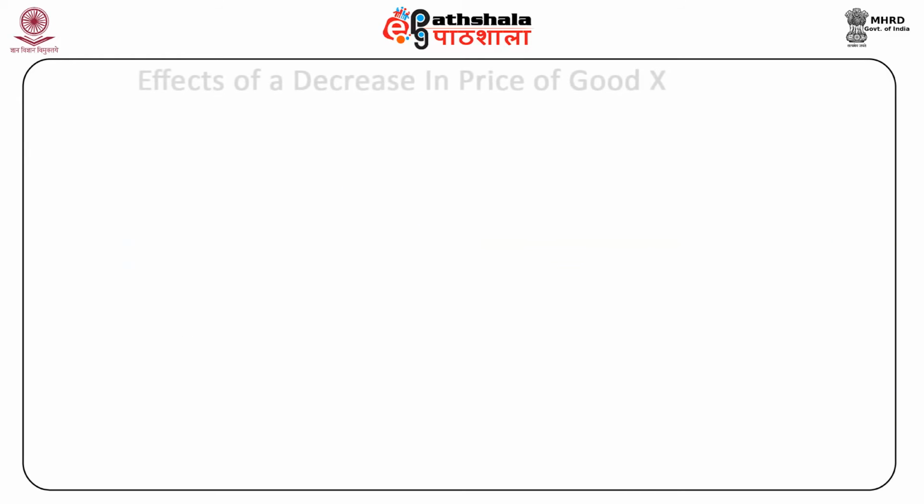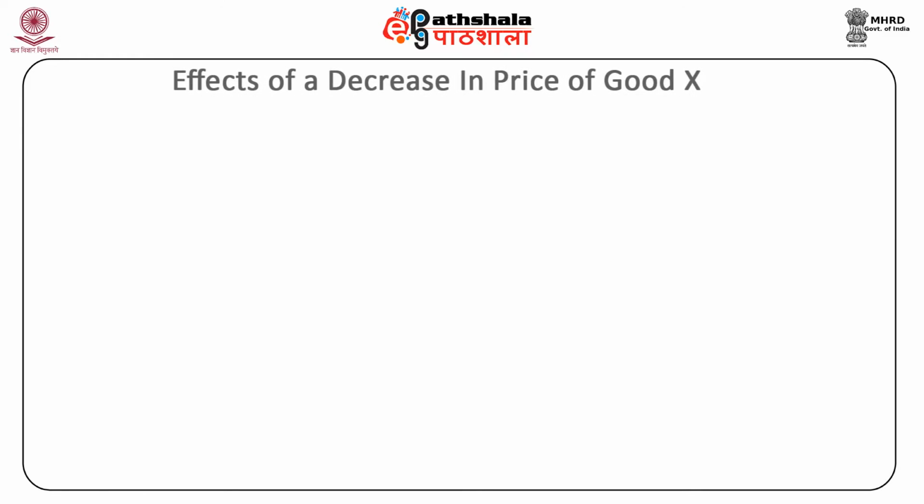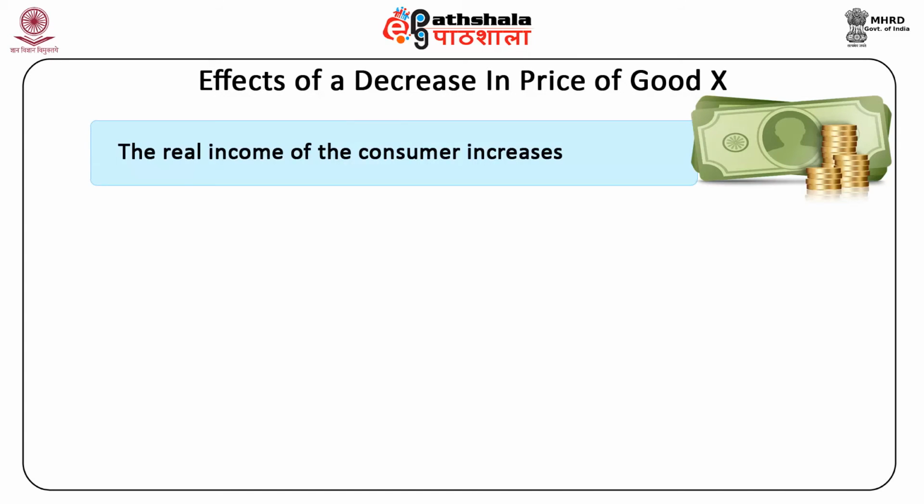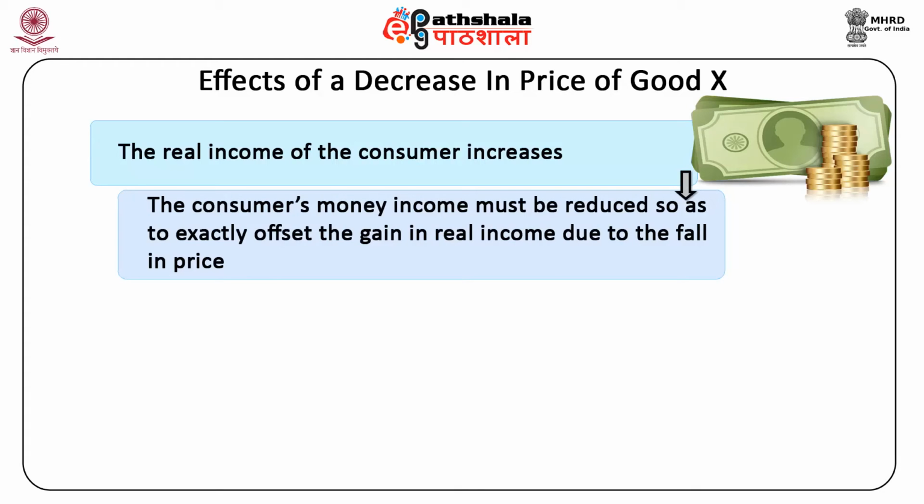Let us consider a decrease in the price of good X. When the price of a good declines, the real income of the consumer increases. To find out the substitution effect of this price change and separate it from the income effect, the consumer's money income must be reduced so as to exactly offset the gain in real income due to a fall in prices.